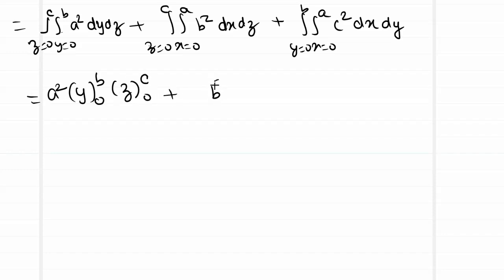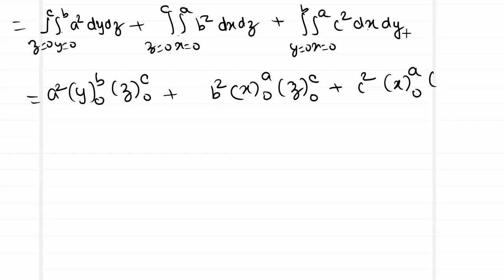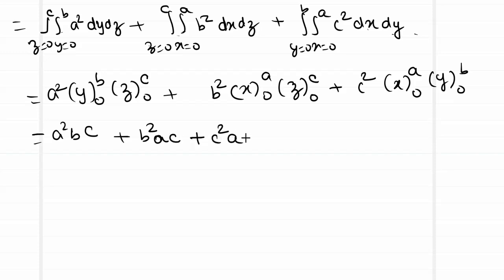Next term, b square is a constant. Integral dx will give me x between 0 to a, and integral dz will give me z between 0 to c. Now the third term, integral dx is x between 0 to a, integral dy is y between 0 to b. Now apply the limits: a square, b, c. This gives me b square a c, and the third term gives me c square a b. Now I can take a, b, c common outside. So I will be left with a plus b plus c. So this is going to be my left hand side.